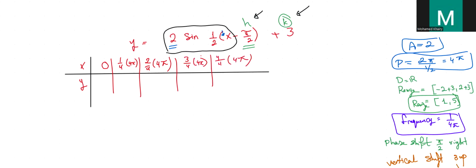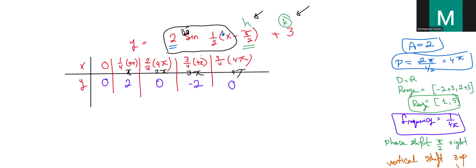Yes, let's finalize the answer. 4 over 4, which is pi. 2 pi. 3 pi. 4 pi. This is sine. So sine again starts with 0. Excellent. So 0, which is here x-intercept. A, which is 2. 0 again, which is x-intercept. Negative 2, which is minimum. Then again, here I have 0. All of this for 2 sine half x.